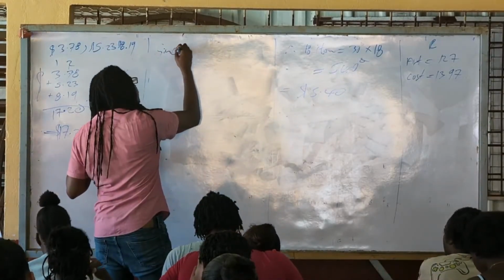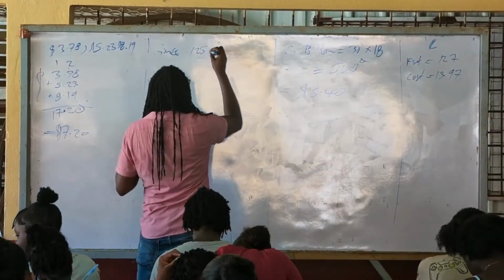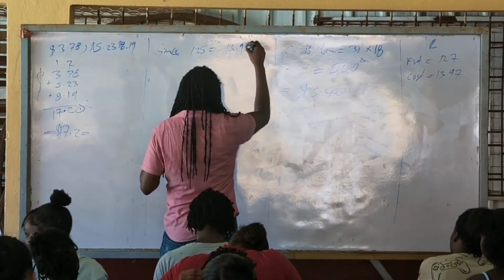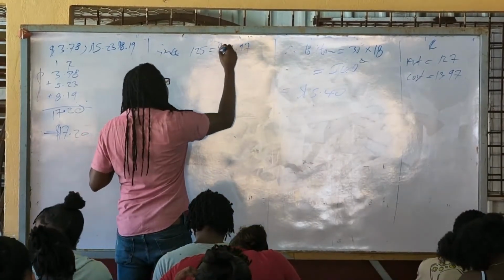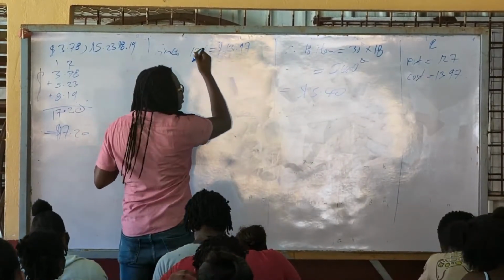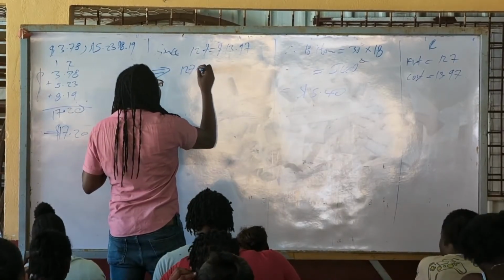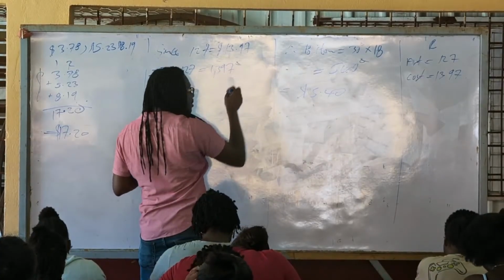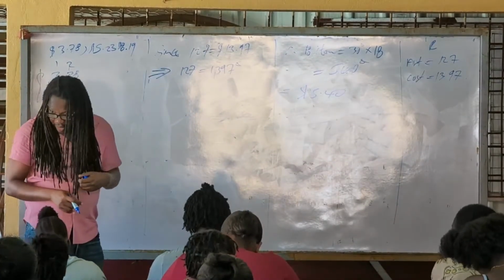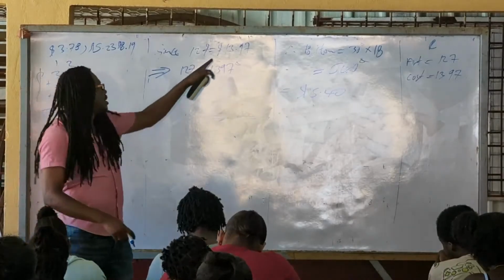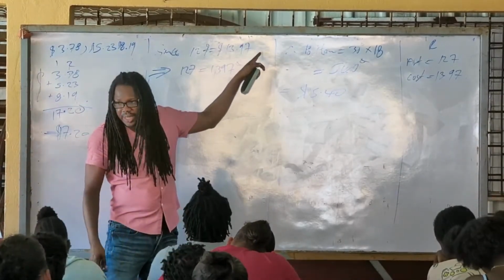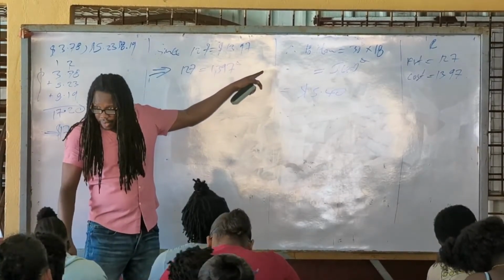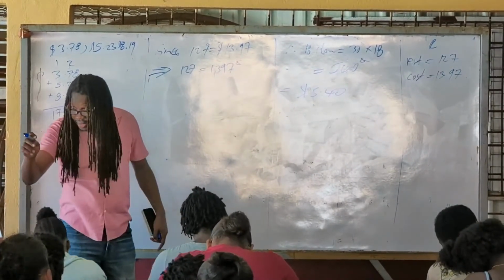Since 127 equals 13.97, it implies that 127 equals 1397 cents. You see that? You turn it into cents, multiply it by 100. To turn this into cents, multiply by 100. You see that? So it's now 1,397 cents. You see that? Good.